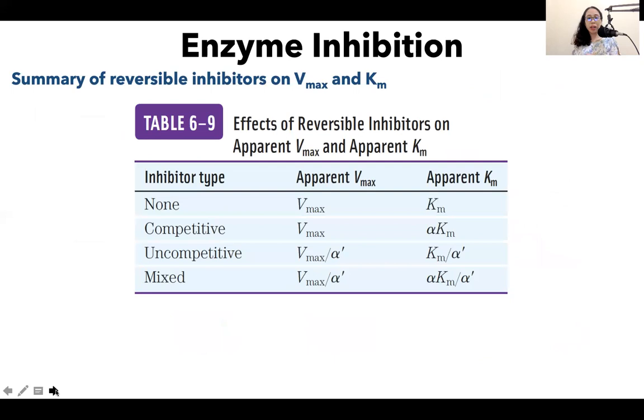So here's a summary. If you have competitive inhibition, you will get a different Km value, but the same Vmax value. The slope will also be different. For uncompetitive inhibition, you will have different values for Vmax and for Km, but the slope doesn't change. And finally, for mixed inhibition, you will have different values for Vmax, different values for Km, and different slopes.